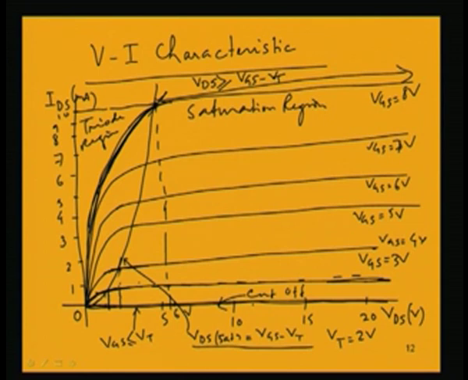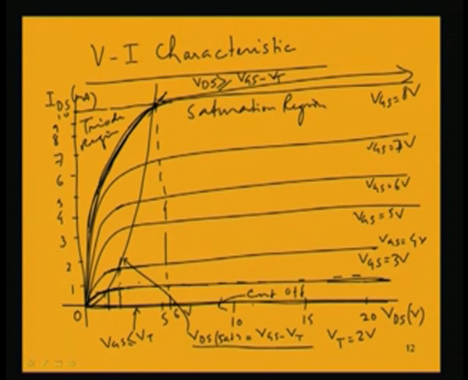Now, another important relation which holds is about the magnitude of the current. So, for levels of gate to source voltage greater than V threshold, if we look into this figure, when we have VGS greater than V threshold, that means the current starts rising. This is the rise of current.